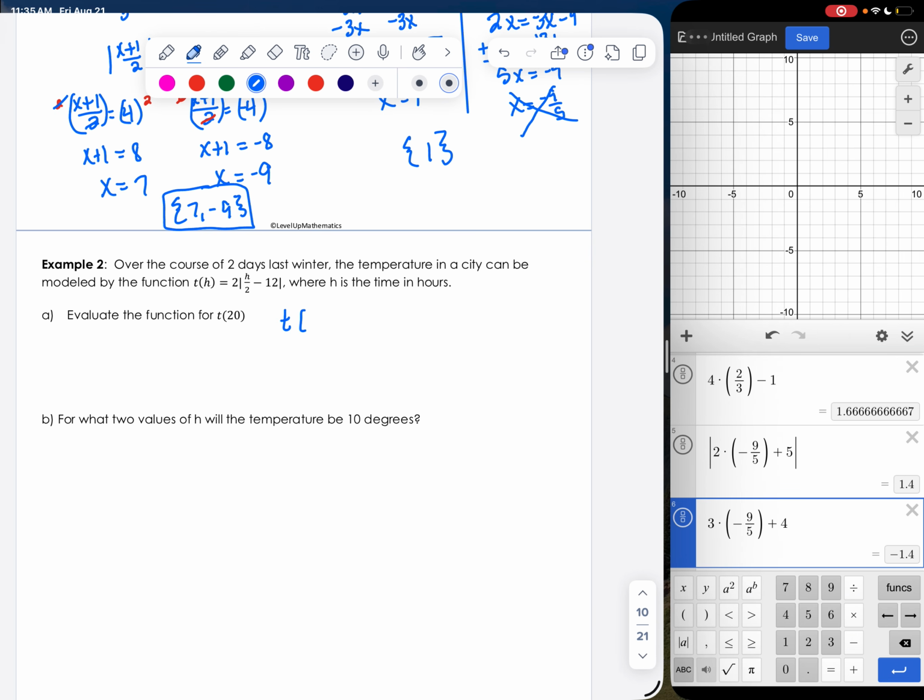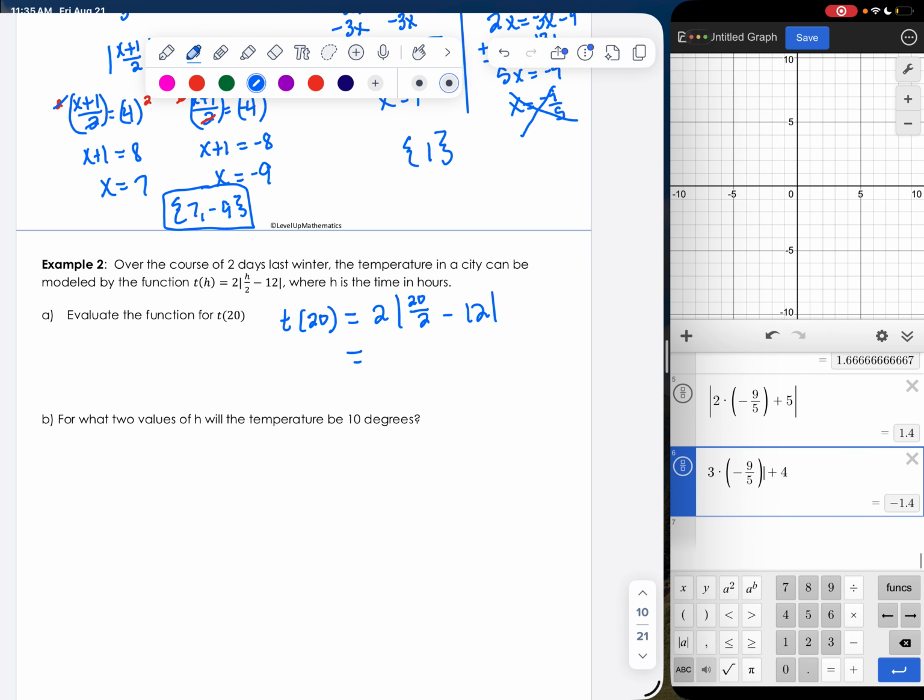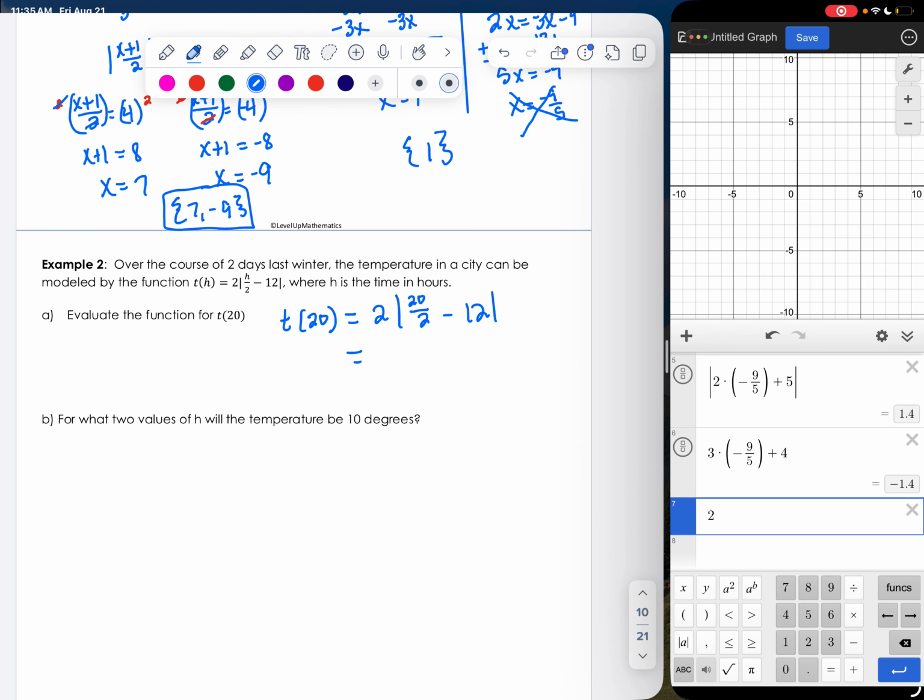So t of 20 means we're just going to take the 20 and plug it in for the hours. So 20 divided by 2 minus 12. Now, we can evaluate this on our calculator, or you can do it by hand. If I evaluate on my calculator, I'd put 2, absolute value symbol, then a divide bar, 20 over 2, and then side arrow, minus 12, and then close your absolute value. So that gives us 4. So t of 20 is equal to 4.